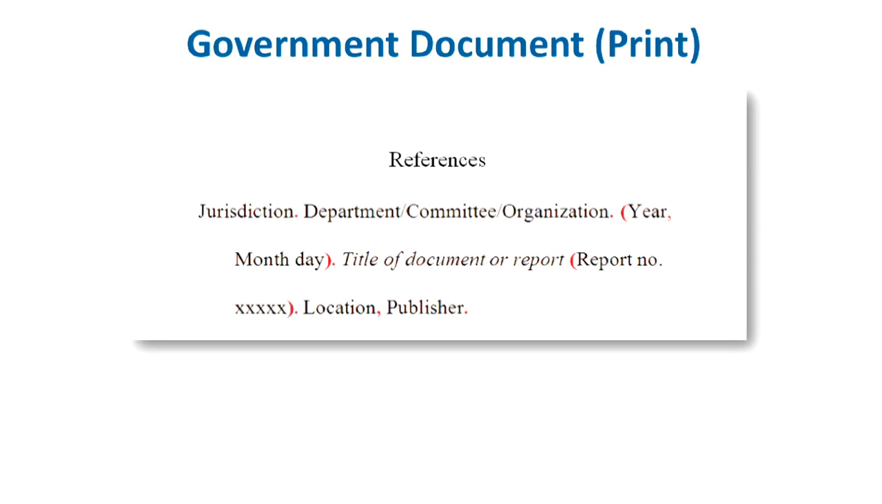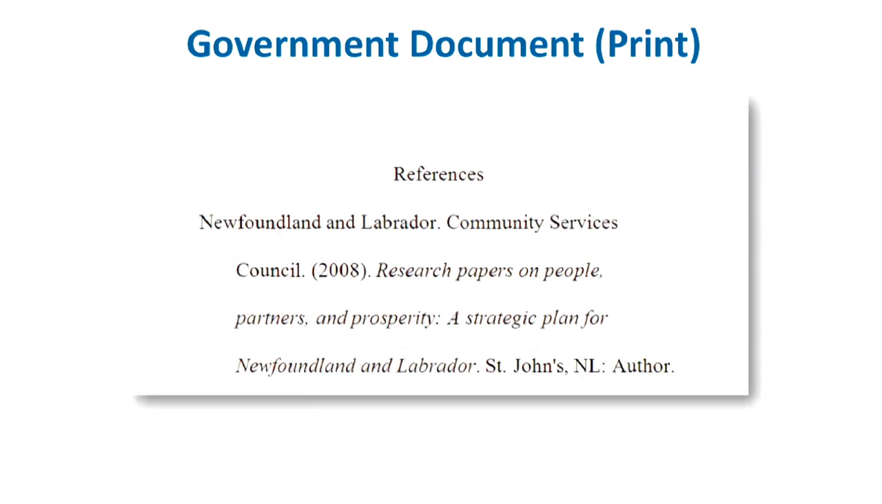In APA style, the first letter of every word is not capitalized, just the first letter of the first word of the subtitle, and proper nouns. If the report or document has a number associated with it, you can add it in parentheses after the title. Then the city and province of publication, and the publisher's name. Here's what a finished reference will look like.